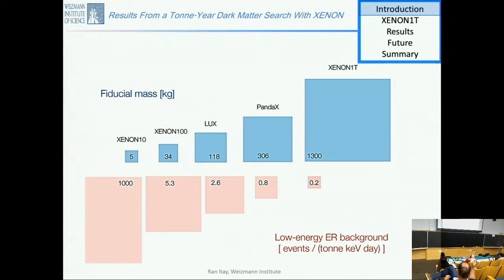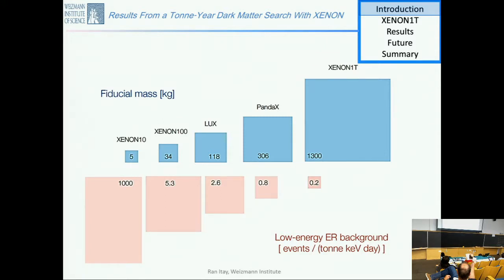So this is a nice plot to see the improvement in the field. We started with xenon 10, which had roughly 1,000 low ER, electronic recoil, background events per tonne per keV per day, moved along the line, and now at xenon 1 tonne. These are other experiments based on liquid xenon, LUX and PandaX. And in xenon 1 tonne, we see that for 1.3 tonnes of fiducial volume, we get 0.2 ER background events per tonne per keV per day. So this is a big improvement in the field, which allows us to increase the sensitivity much and much.